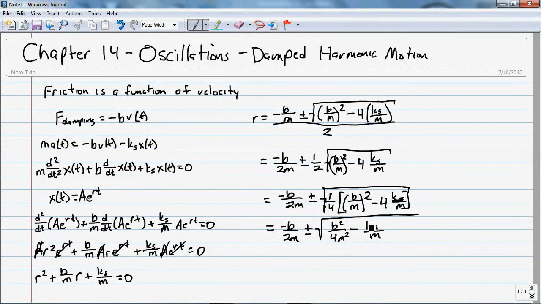So now we have the solutions. The question is, what do these solutions tell us? So the next section will be the different categories of damping.